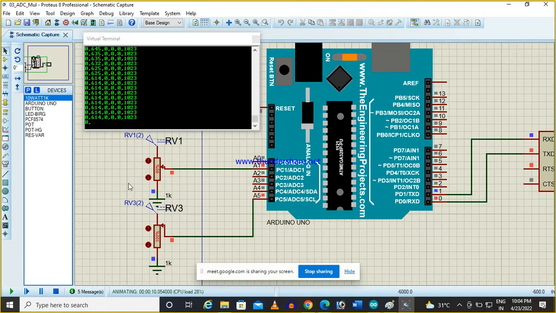So basically this is the technique for all other microcontrollers. Actually these are the basic registers we should understand to handle and configure the ADC of any microcontroller.